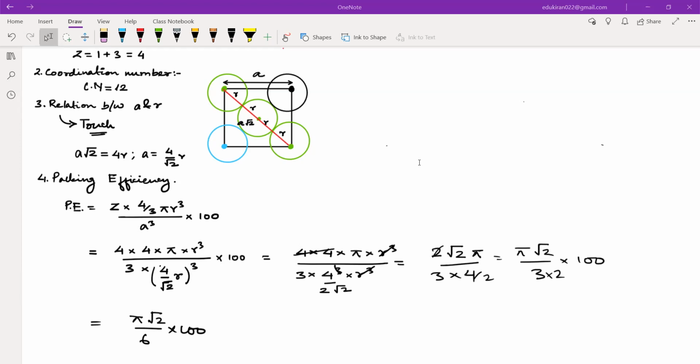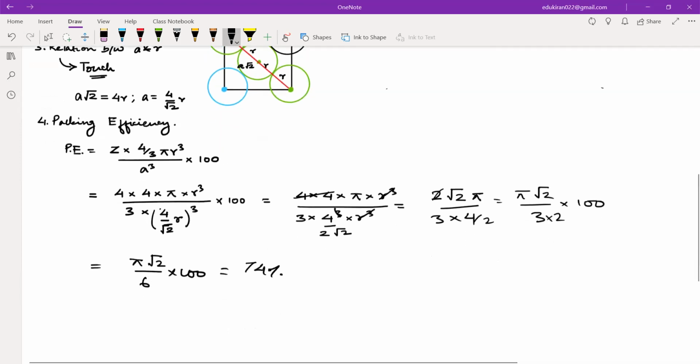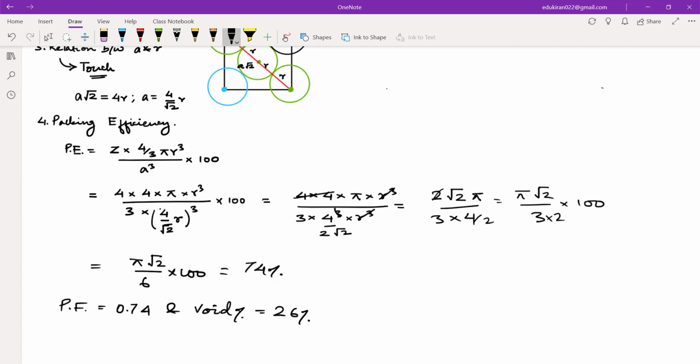चलिए सही है. So you are all getting. So write the answer, that is 74%. Now we know 74% is the packing efficiency. We can also write the packing fraction, which will be equal to 0.74, and the void percentage, which will be equal to 26%.